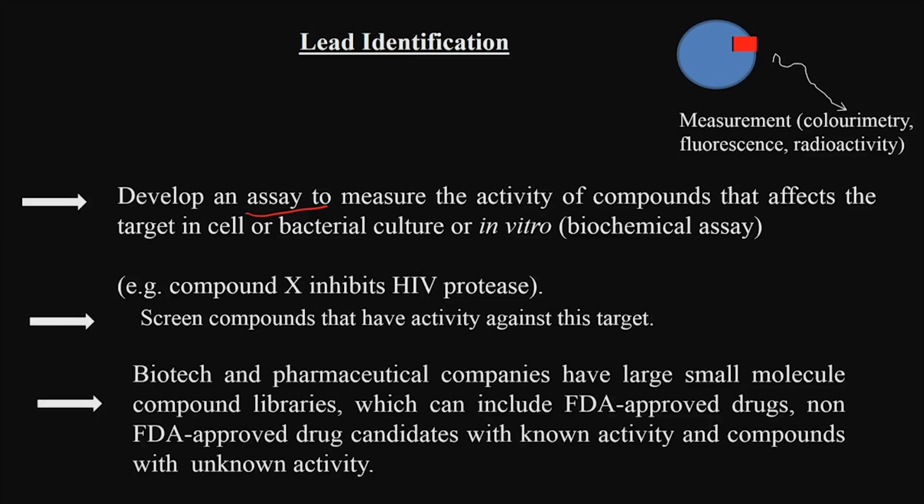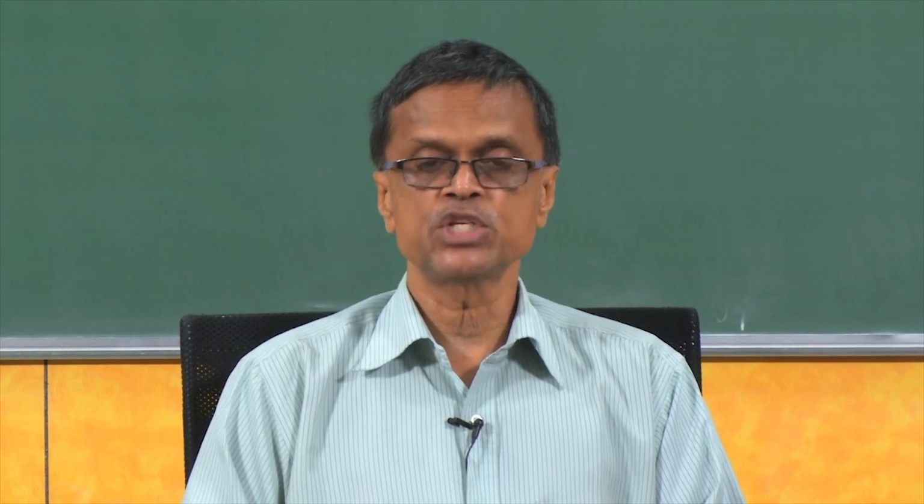These are called screen compounds that have activity against this particular target. If you take biotech and pharmaceutical companies, they will have large small molecule libraries. They will have FDA approved drugs and non-FDA approved drug candidates, so many candidates may be in their library. They quickly start screening all of them in their lab. That is an in vitro approach, to see which ones look very promising. That is the lead identification. Which one gives the best hit.